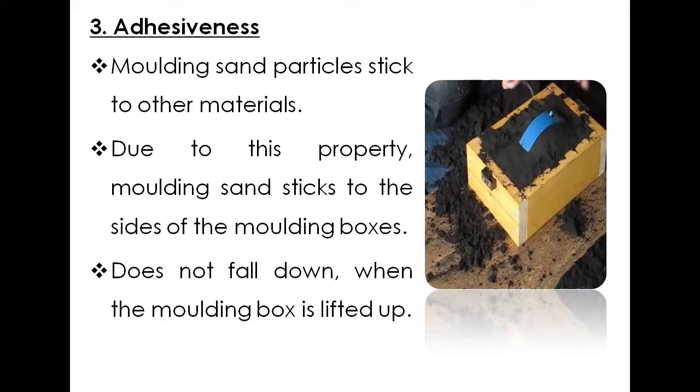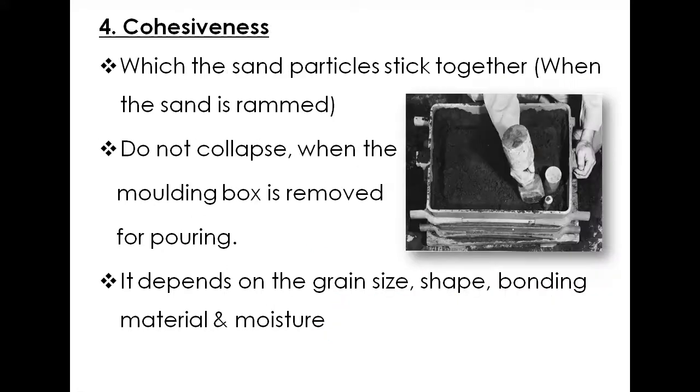Adhesiveness. Molding sand particles stick to other materials. Here we have the molding box, pattern and molding sand. Once you place the pattern, you use the molding sand and ram it. When the molding sand has the adhesiveness property, it moves in all directions and sticks with the molding box. Due to this property, molding sand sticks to the sides of the molding box. It helps when you lift the molding box up, so the sand does not fall down.